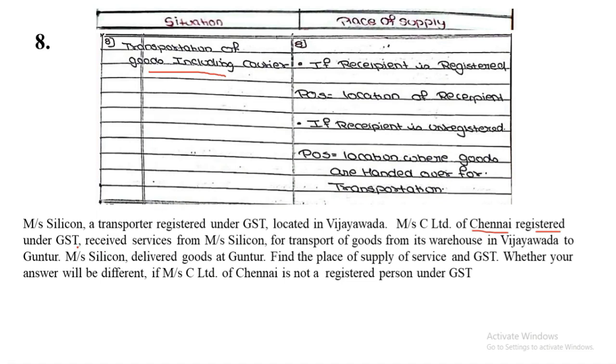But in the second case, suppose he is not a registered person, then the location where the goods were handed over for transportation. Here it's for transport of goods from his warehouse in Vijayawada. Silicon Limited handed over the goods in Vijayawada to be transported to Guntur. So in our second case, Vijayawada will be the place of supply. If he is a registered person, number one, Chennai. If he is not, Vijayawada will be the place of supply. Okay, that was situation number 8.